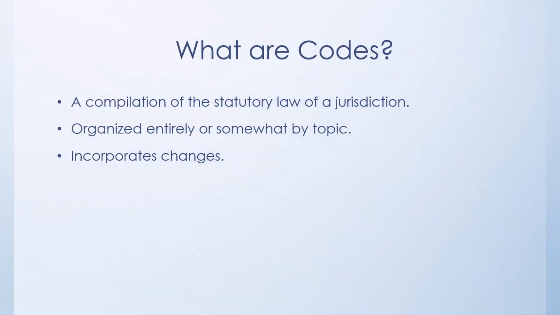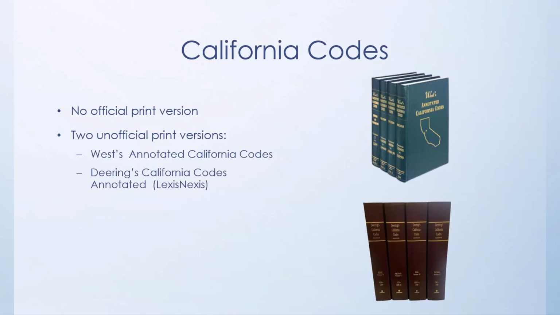What are codes? Codes are a compilation of the statutory law of a jurisdiction. They are organized entirely or somewhat by topic, and they incorporate changes that have been made over time. The California codes are organized into 29 different named codes, such as the Family Code, the Penal Code, and the Labor Code. In California, there is no official print version of the code. However, you might think of the online version produced by the legislature as an official version. It's updated very quickly. I'll be showing you that in another module.